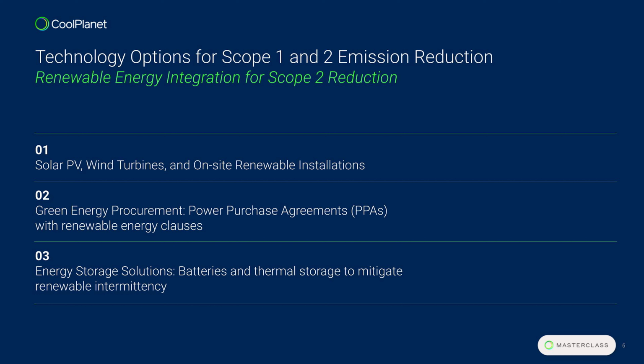Definitely. Perfect. And moving on to the scope 2 reduction using technology, the first thing that pops into mind is the use of solar panels, wind turbines, and on-site renewable installations. Here we are seeing increasing incentives by the government as well to provide us financial benefits, and this can be a viable source of generating renewables and reducing our scope 2 emissions.